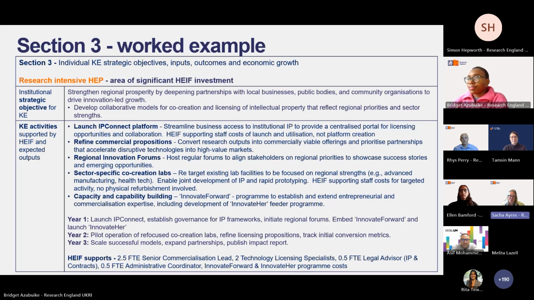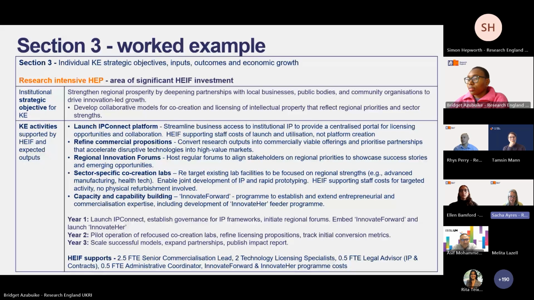Our first one is a research intensive university, and this is a really significant area of HEIF investment for them. So for this example, quite a lot of detail is provided because it's really important. In the first area, they've just set out their strategic objective. In this example, this provider is looking to strengthen regional prosperity by deepening local partnerships, but with a specific focus on co-creation and licensing of IP.